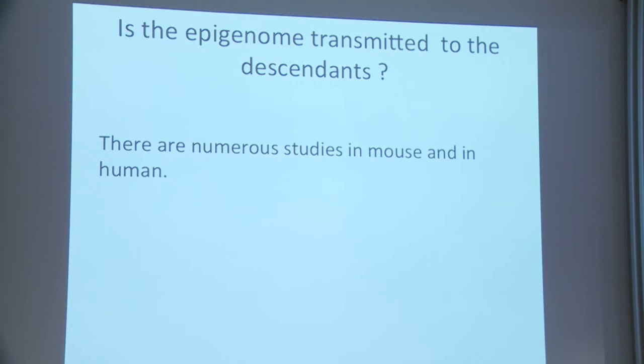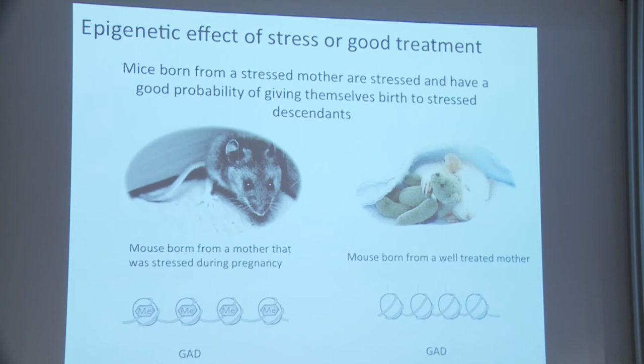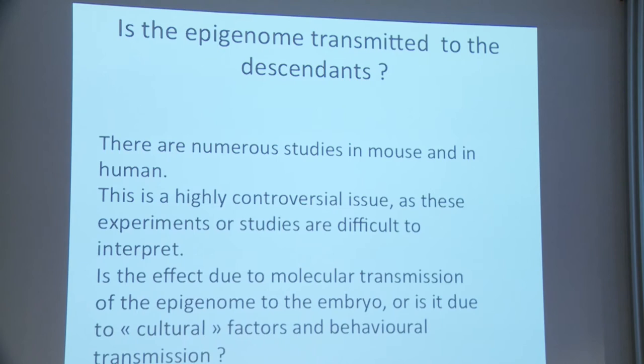But now, if we take not the somatic cells, but the germ cells, is the epigenome transmitted to the descendants? Well, there are actually numerous studies in mouse and human suggesting that it might be the case. And if we go back to the stressed mice, actually, the mice which are born from a stressed mother, they are stressed, but they also have a good probability of themselves giving birth to stressed descendants, raising the possibility that this epigenomic status or feature has been transmitted. And there are numerous studies like that in the literature. However, this is a very controversial issue.